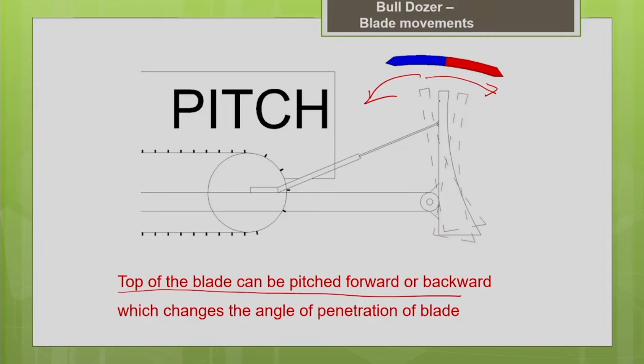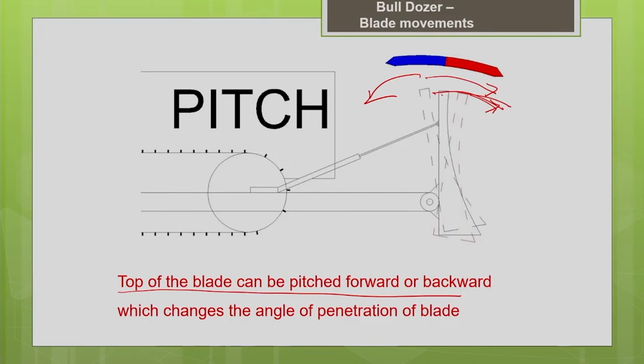Say, for example, if you move the top end of the blade forward, what happens? It will decrease the penetration of the blade into the soil. Similarly, if you move the top end of the blade backward, it will increase the penetration of the blade into the soil. So by pitching it forward or backward, I can either increase or decrease the depth of penetration of the blade into the soil.